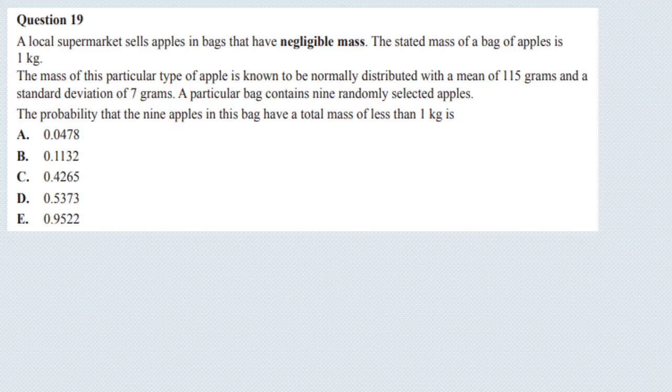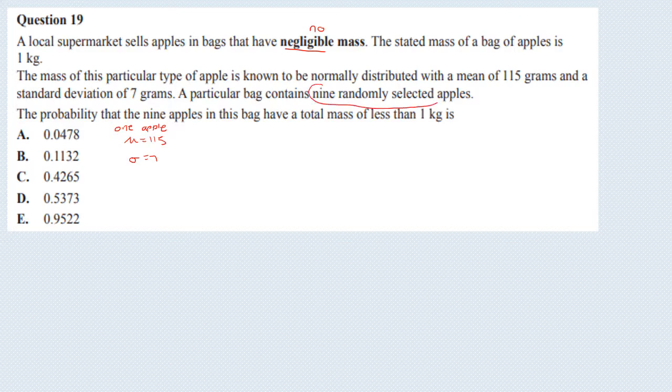So the local supermarket sells apples in bags that have negligible mass, so no mass essentially, small enough that we don't worry about it. The stated mass of a bag of apples is 1 kilogram. The mass of a particular type of apples is known to be normally distributed with a mean of 115 and a standard deviation of 7. So this is when we're dealing with one apple. A particular bag contains 9 randomly selected apples, and we want to work out the probability that 9 apples has a total mass of less than 1 kilogram.